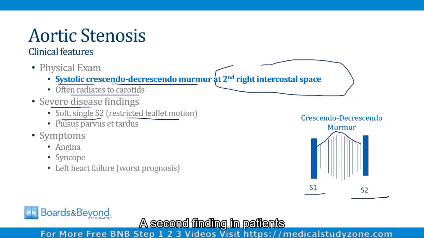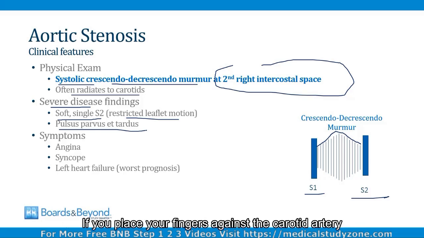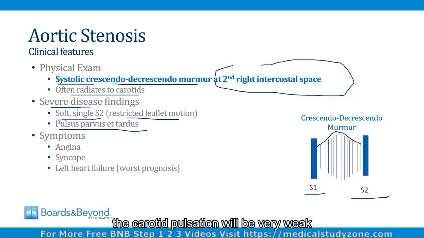A second finding in patients with severe aortic stenosis is called pulsus parvus et tardus. This refers to a carotid artery pulse that is weak and slow. If you place your fingers against the carotid artery in the neck of a patient with severe aortic stenosis, the carotid pulsation will be very weak and it will also be slow to rise to its peak force. This is called pulsus parvus et tardus, a classic finding in severe aortic stenosis.